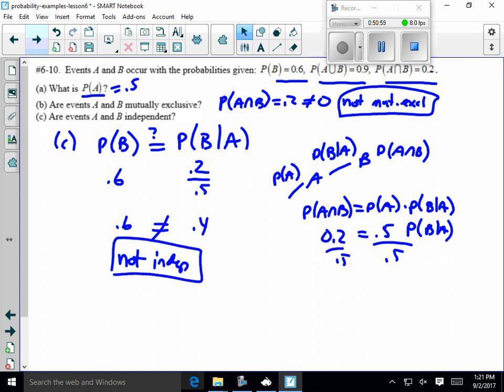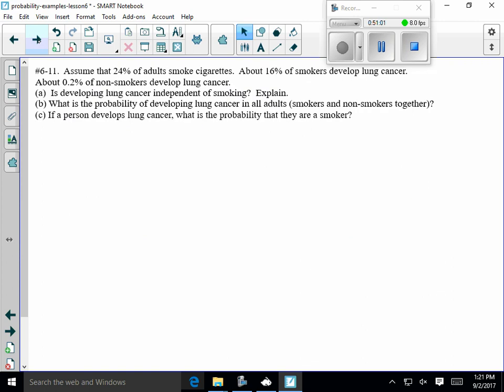Okay, let's look at another one. Assume that 24% of adults smoke cigarettes. And then also, let's assume that 16% of smokers develop lung cancer, but 0.2% of non-smokers develop lung cancer. Is developing lung cancer independent of smoking? Explain. What's the probability of developing lung cancer in all adults? And then if a person develops lung cancer, what's the probability that they were a smoker? So pause this and give this one a try.